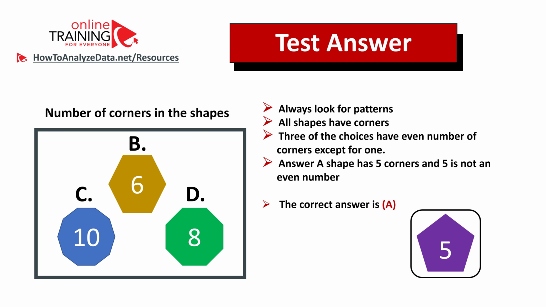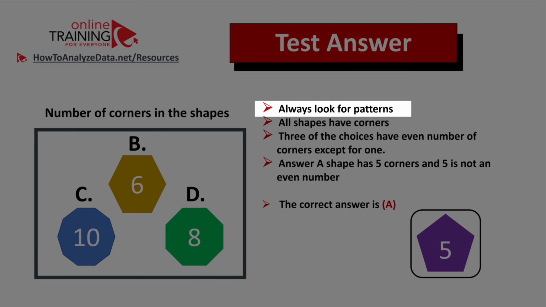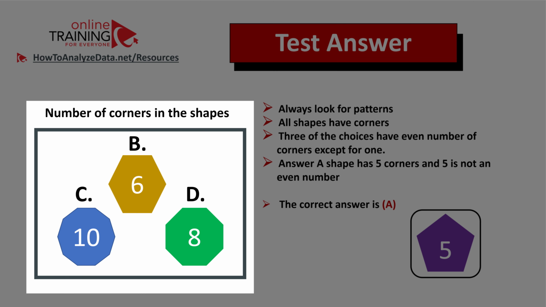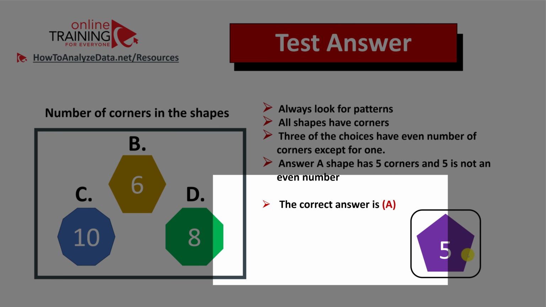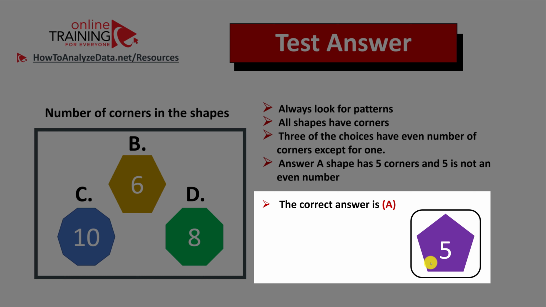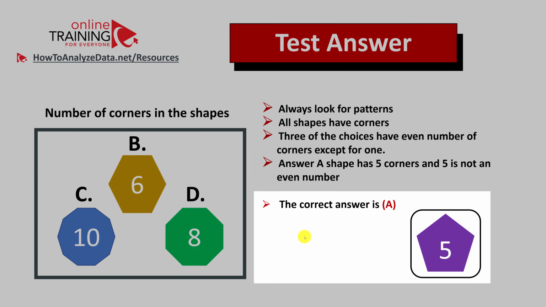Let me explain to you how to come up with the solution in this particular case. Always look for patterns. And the pattern specific to this particular question is number of corners in the shapes. If you look closely, 3 choices have even numbers of corners except for 1. Choices B, C, and D have 6, 10, and 8 corners respectively. And choice A only has 5 corners. Hopefully you selected choice A when you looked at the question originally.